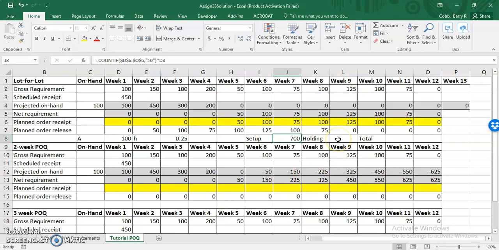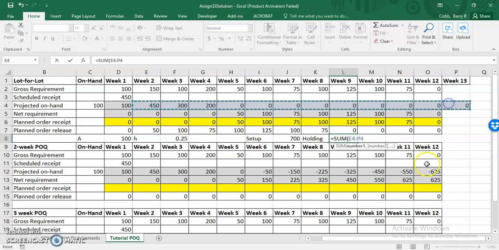Okay, so now we need to consider the holding cost. It's a holding cost per unit per week. So we need to count the total number of units that are in inventory at any given time for this item. So I'm just going to sum up all the projected on-hand balances from week 2 to week 13.